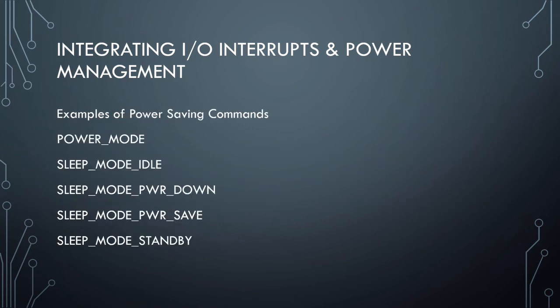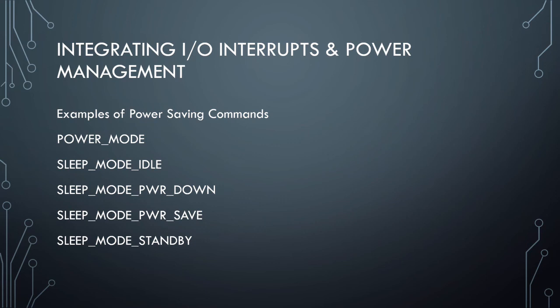Here's a few examples of some power saving commands. I'm not going to go into a lot of detail on these because we won't be using them, but again, just to bring some awareness that this is a thing to be aware of. The first one is power mode. We can declare what sort of power mode our microcontroller is in. The second one is sleep mode idle. That's one of our sleep mode options where the board just idles in a lower power state.